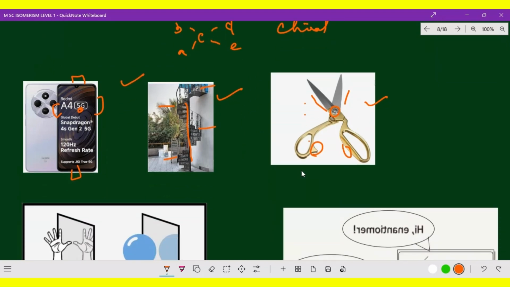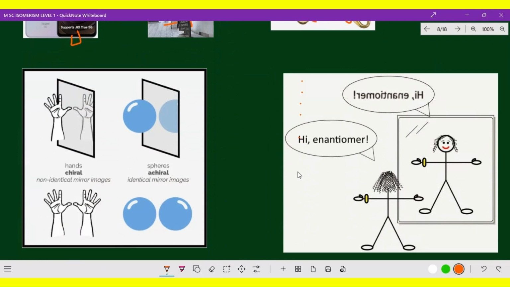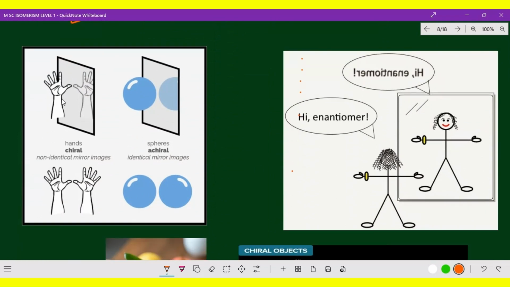Now I wanted to give some more idea about chiral. As you show your hands in the mirror, your mirror shows just the opposite. So the hands are chiral, non-identical mirror images. This is like a round ball showing in the mirror. This is achiral. Achiral means it looks alike. Okay, so this is achiral, and this is chiral. Chiral means different groups or atoms. You see, this is just a non-superimposable mirror image.